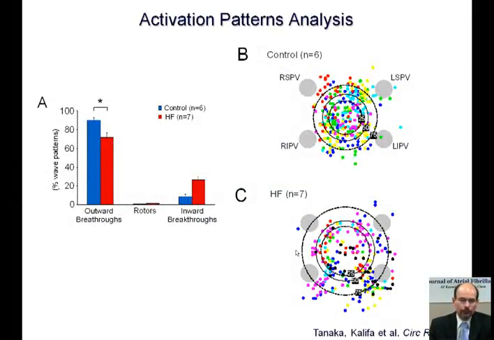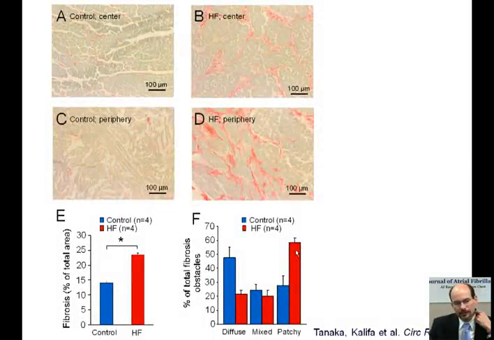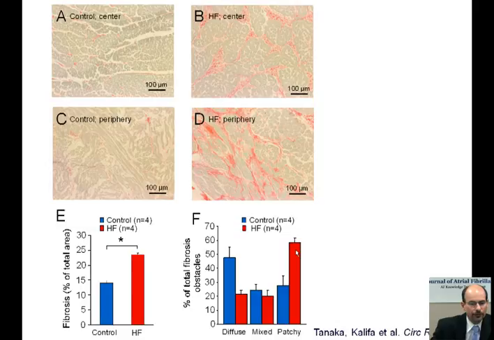So we put forward the hypothesis that the reduced frequency and stability of activation, as well as the shift in the breakthroughs, correlate with the spatial distribution of fibrosis. Here we have stained sections from the center of the posterior left atrium, and from the periphery, in control hearts. We can see that there is slight fibrosis in both center and periphery. There was no significant difference between the center and the periphery in the amount of fibrosis.